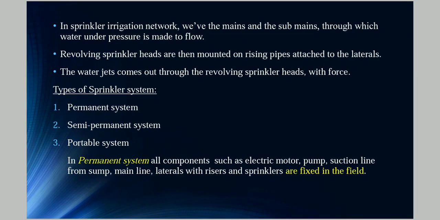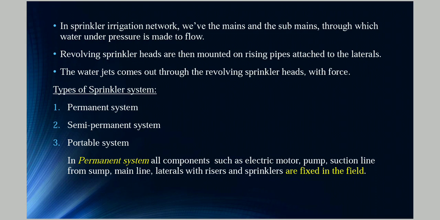In a sprinkler system, we have a main and sub-main through which the water flows under pressure. Then we have laterals, and then we have sprinkler heads. The revolving sprinkler heads are mounted on rising pipes which are attached to the laterals, and the water jet comes out through this revolving sprinkler with force.